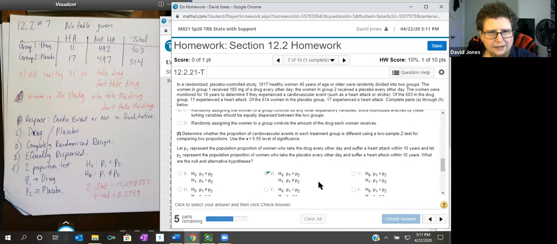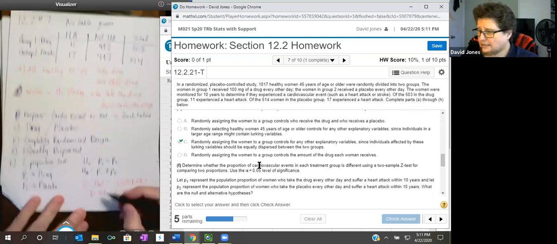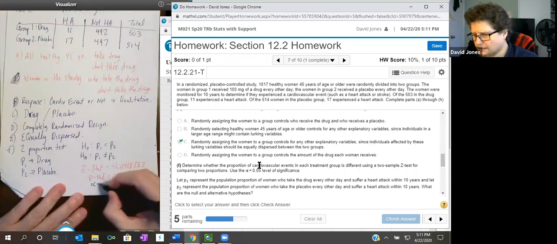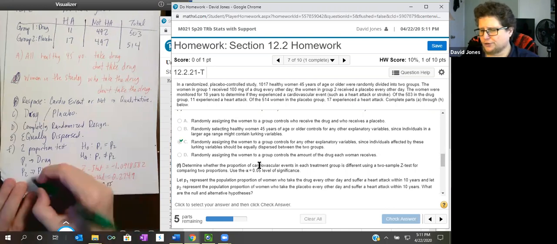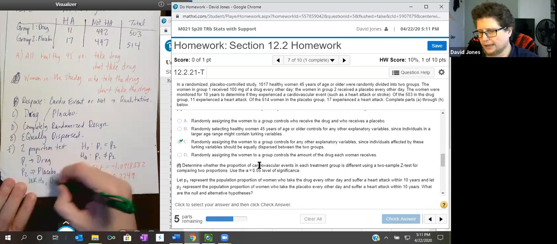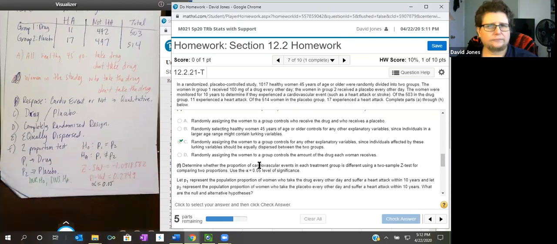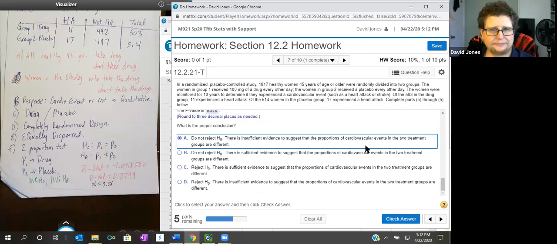Now, did they give us an alpha of 0.05? The p-value is bigger than alpha. So what do we do? We do not reject H0. We do not support HA. When we don't reject H0, there's insufficient evidence. For me, that's A.